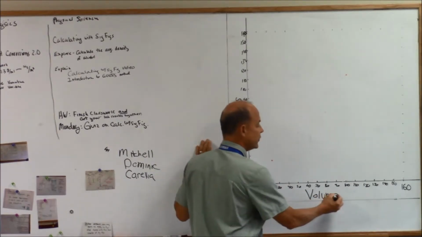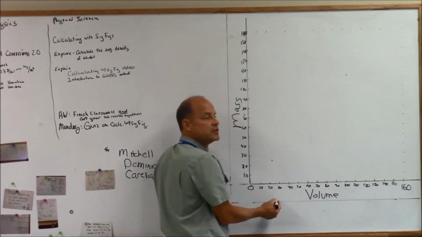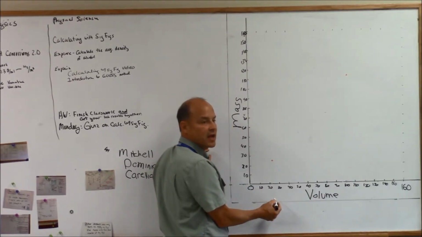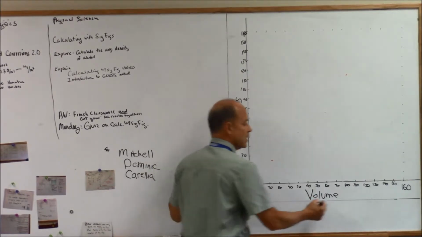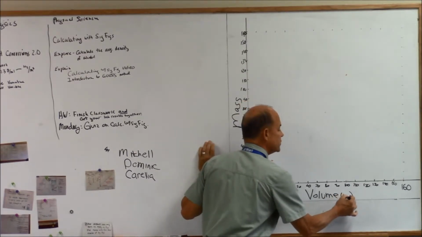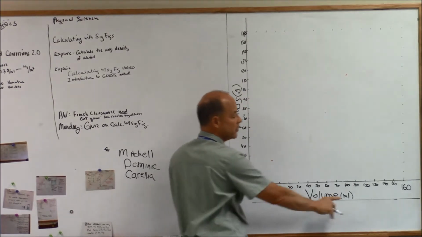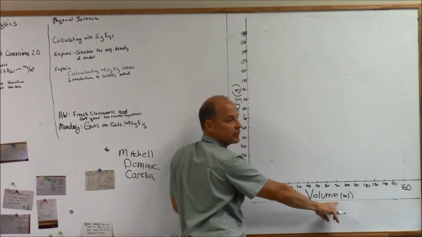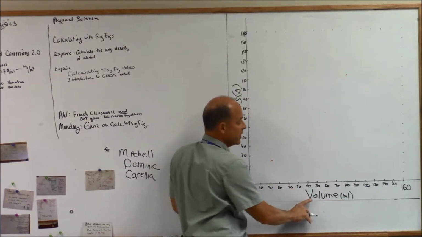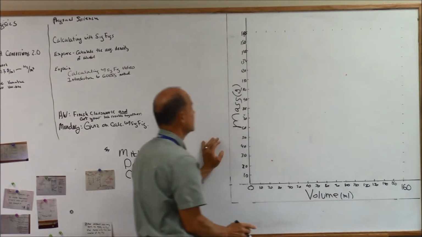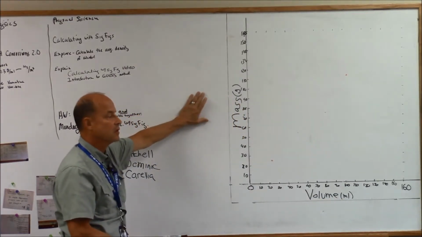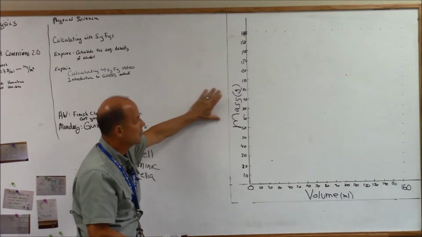Again, we want labels. I say volume here. These numbers don't mean anything to me unless I know what the units are. So the units of volume are milliliters, and the units of mass are grams. Notice that I put the abbreviation for the unit in parentheses. So I want you to label your x-axis volume in milliliters and your mass in grams. So I use the parentheses. All right?